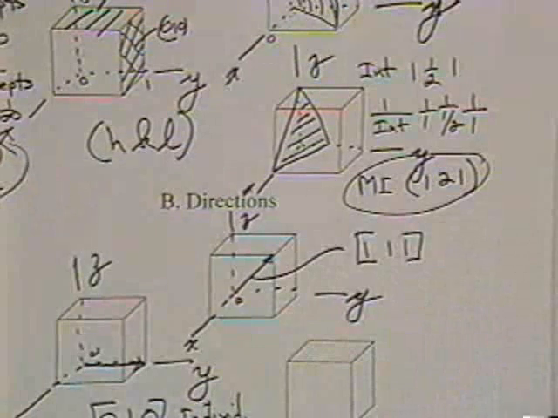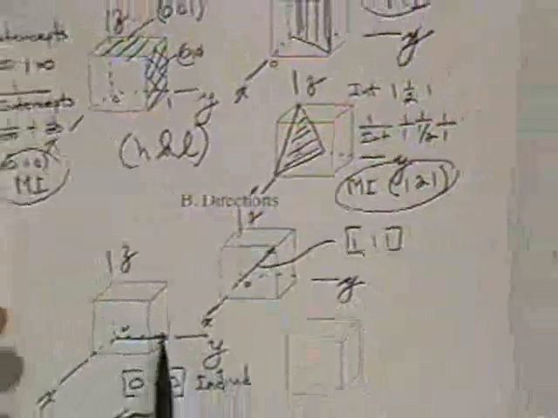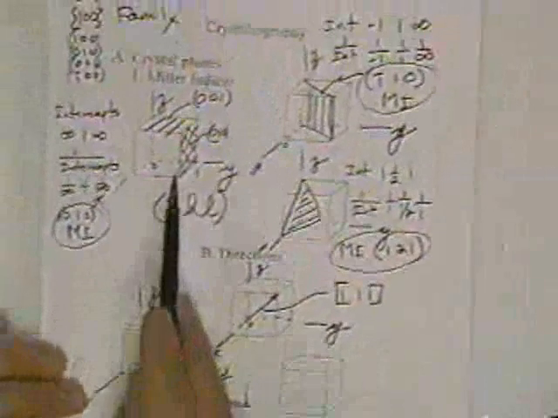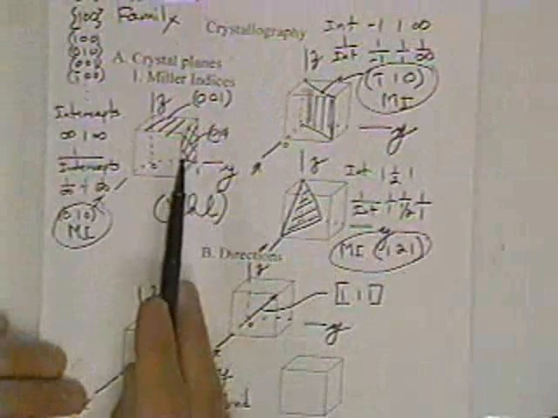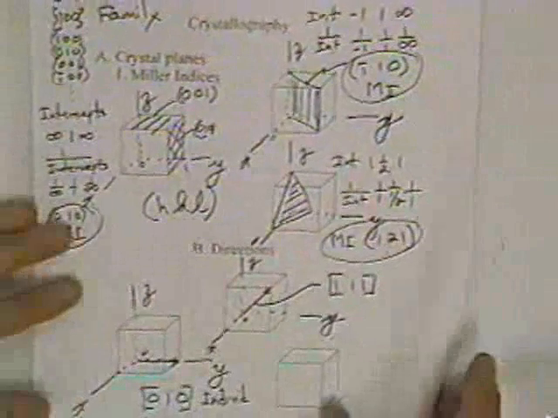Now for cubic systems, the direction, the normal to the plane, has the same Miller indices as the plane. So a 1, 1, 1 direction is going to be perpendicular to a 1, 1, 1 plane. This 0, 1, 0 direction that I have down here is going to be perpendicular to this 0, 1, 0 plane. That works for cubic systems.